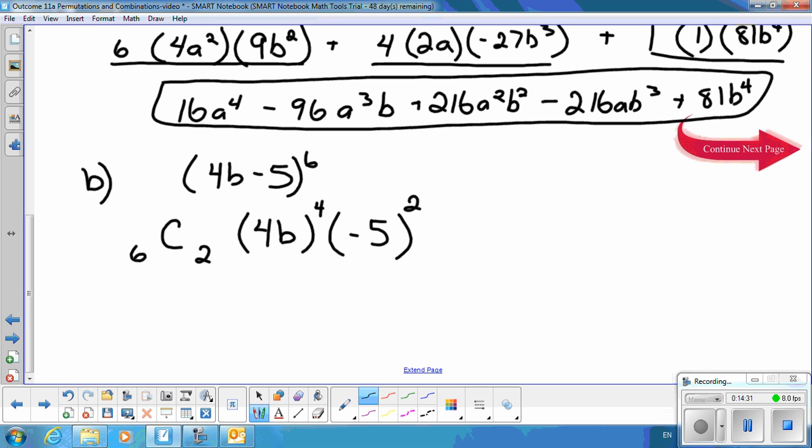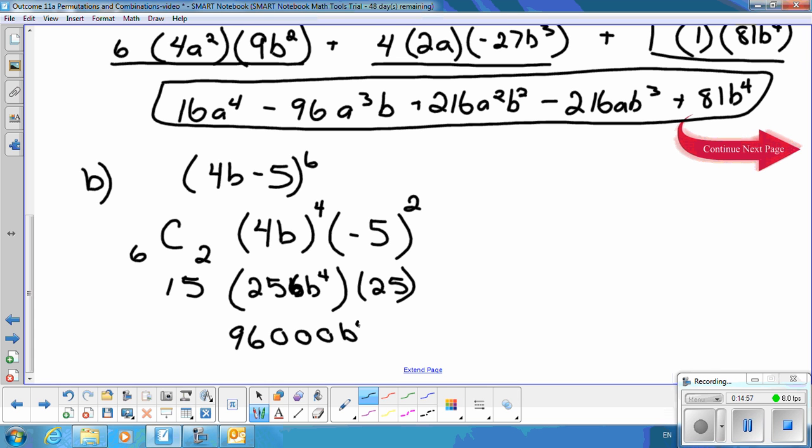So now we just need to expand it. 6c2 is 15. 4b all to the power of 4 is 256b to the power of 4. Negative 5 squared is positive 25. Multiplying out gives me 96,000b to the power of 4. So that will be my third term.